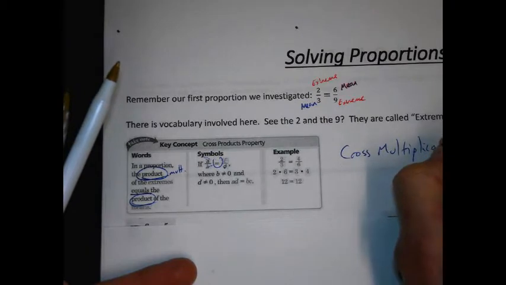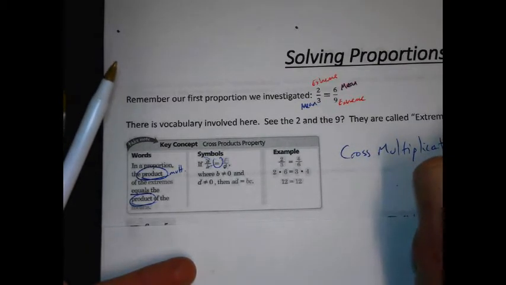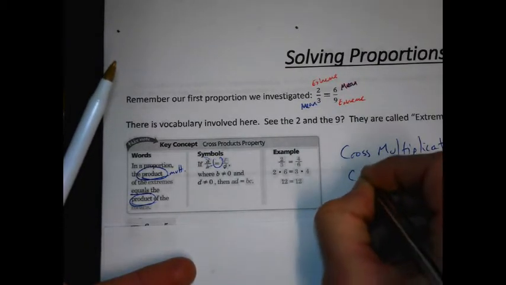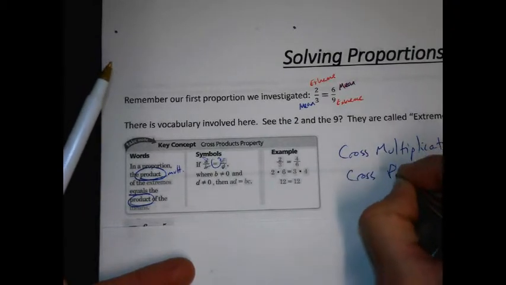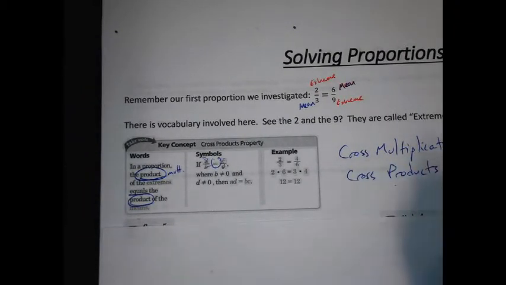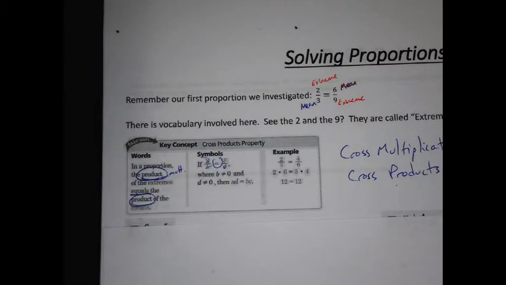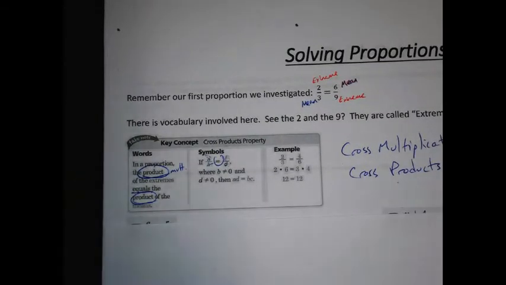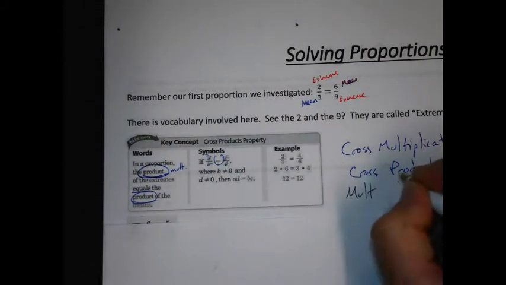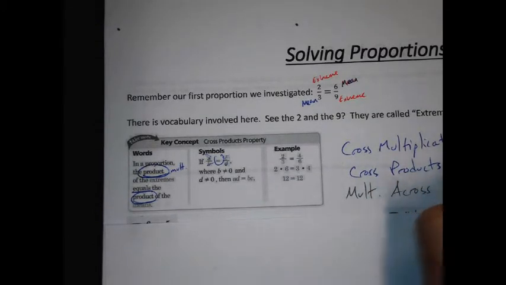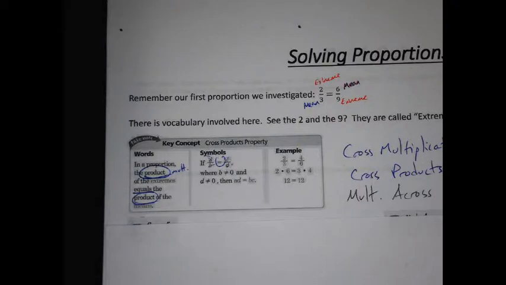Okay, so this is cross multiplication, cross products, whatever name we give it. It's the same thing. We're multiplying across the equal sign. We keep the equal sign and multiply across it. So that's how we can figure out a proportion.